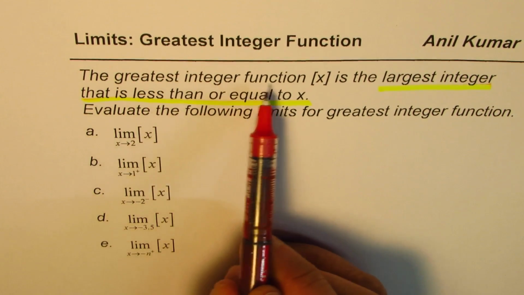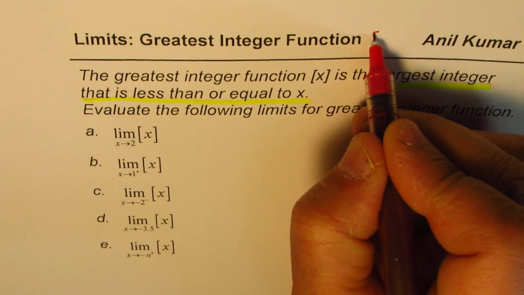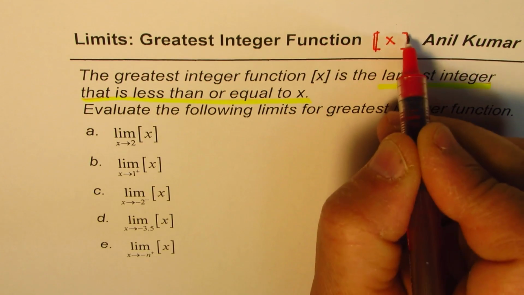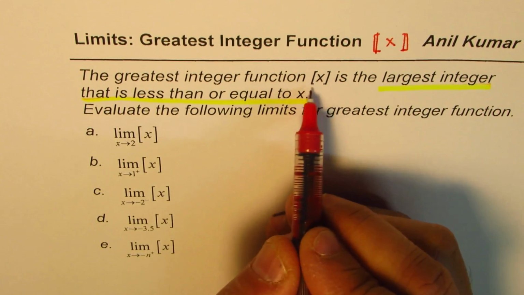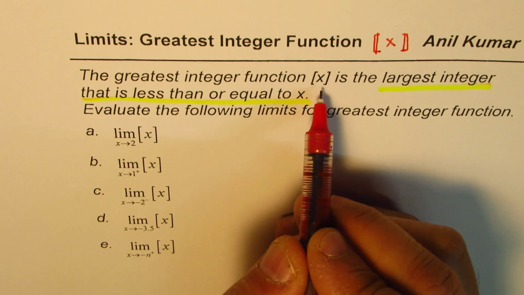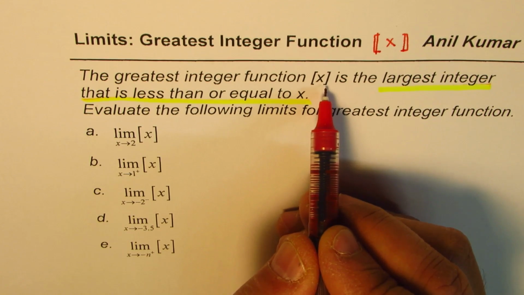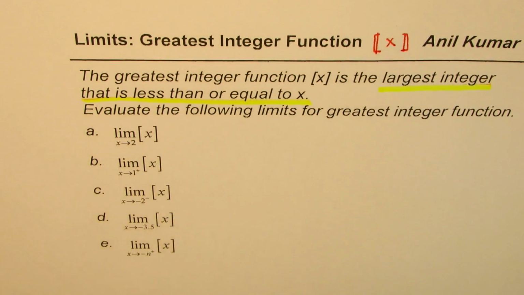The greatest integer function is written like this. Sometimes we also write them with these brackets, a kind of double line on this side. So the greatest integer function, which is written in square brackets, is the largest integer that is less than or equal to x. That is how you define it.